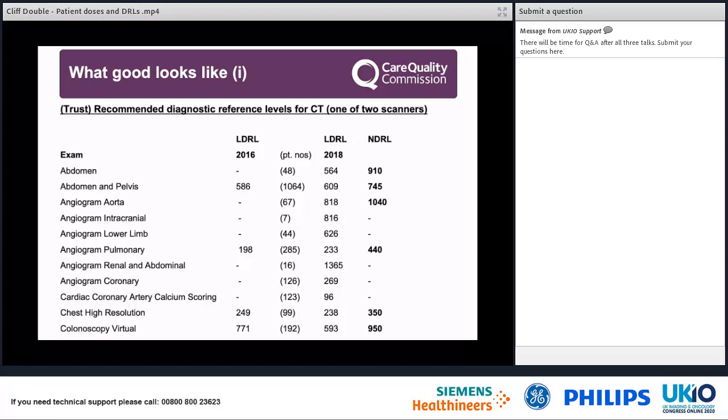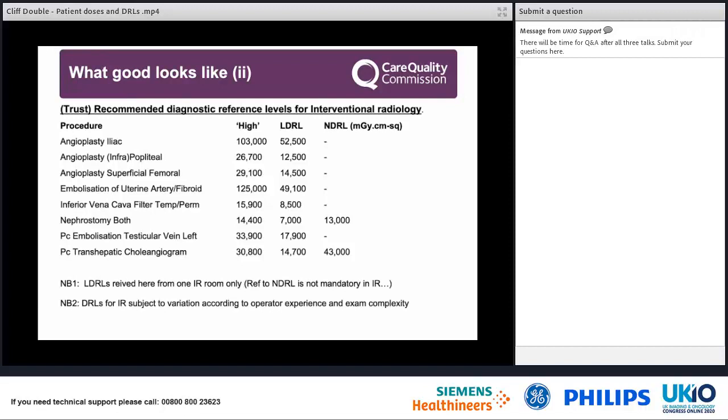Again, in fact, from the same Trust, these are survey results and DRLs for an interventional radiology system. Again, a single room. And again, it's just a selection of some of those which have been surveyed. I like that the DRL has been compared with the national value, even though IRMER doesn't require that for interventional radiology examinations. I like that they've clearly used some of the same dose distribution to derive the local DRL to identify exposures for further examination of outlier high doses and possibly notifiable exposures.